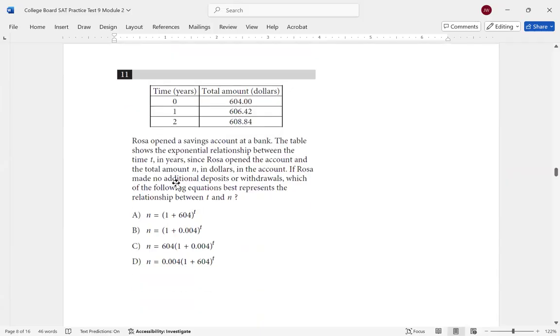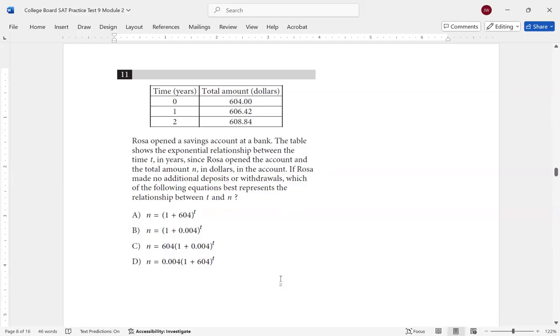Question 11. Rosa opened a savings account at a bank. The table shows the exponential relationship between the time t in years since Rosa opened the account and the total amount n in dollars of the account. If Rosa made no additional deposits or withdrawals, which of the following equations best represents the relationship between t and n?